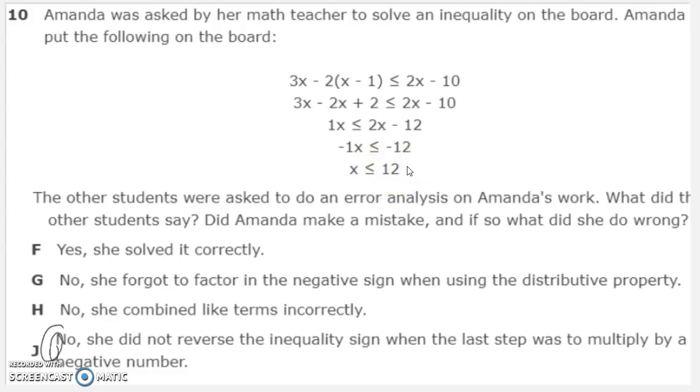However, she did forget to flip the inequality symbol. So I can see why we picked F, right? That yes, she solved it correctly because all of her numbers are right. But when we get to this step, and we divide or multiply by a negative number, then we have to flip the inequality symbol. She did not do that, so the correct answer choice was J. Go ahead and make the correction on your document and then submit that form in Google Classroom.